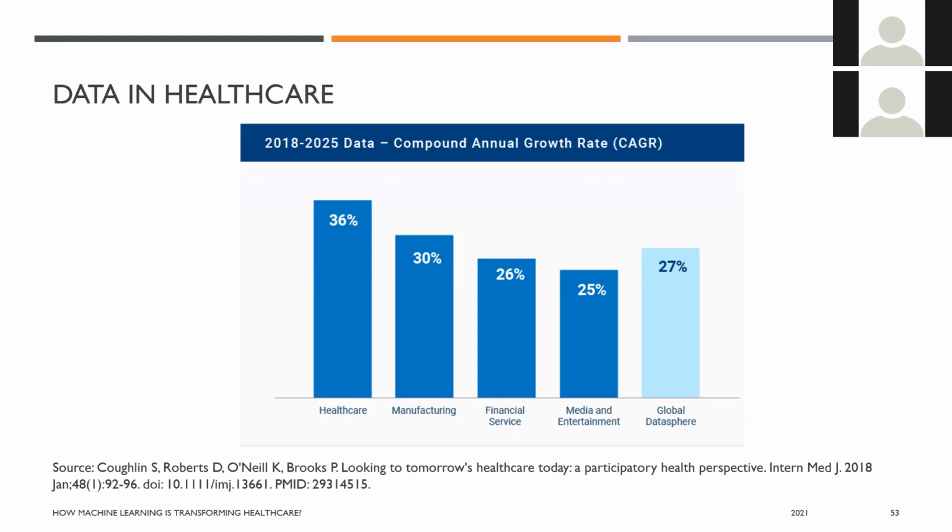According to another research article published in 2018, by 2025, the compound annual growth rate of data for healthcare will reach 36%. That is 6% faster than manufacturing, 10% faster than financial services, and 11% faster than media and entertainment.